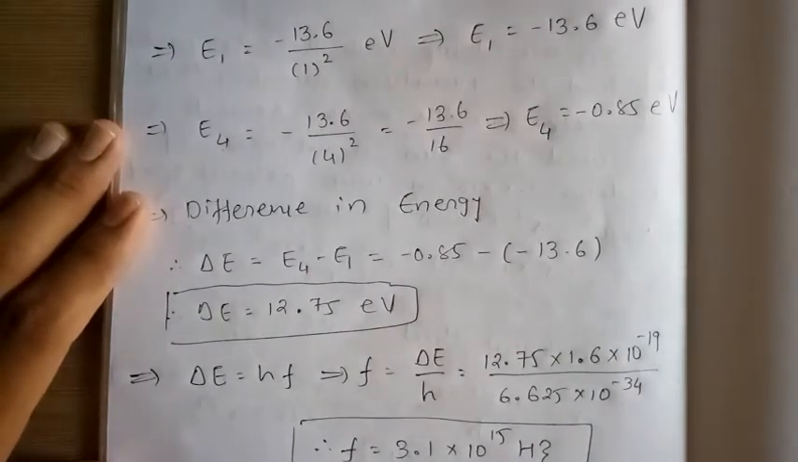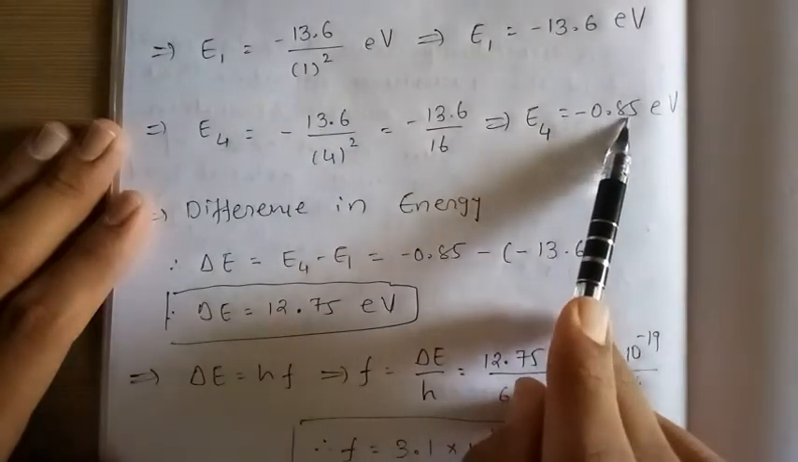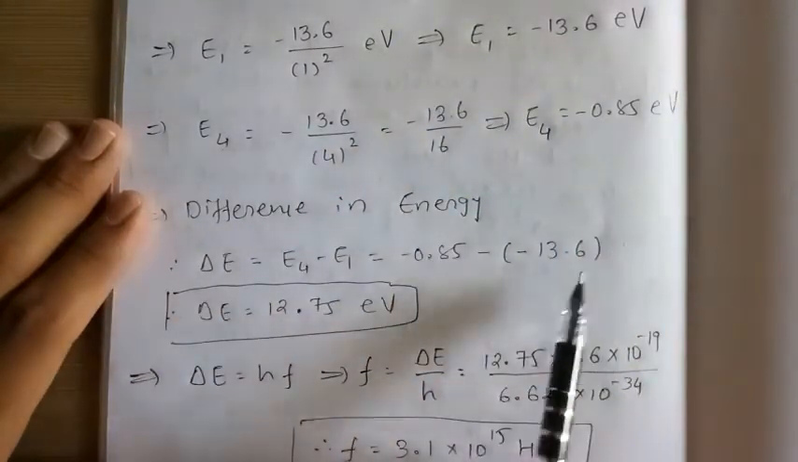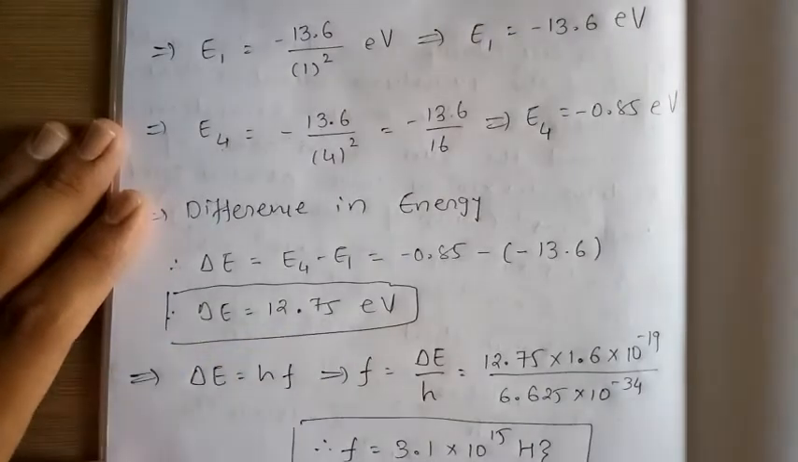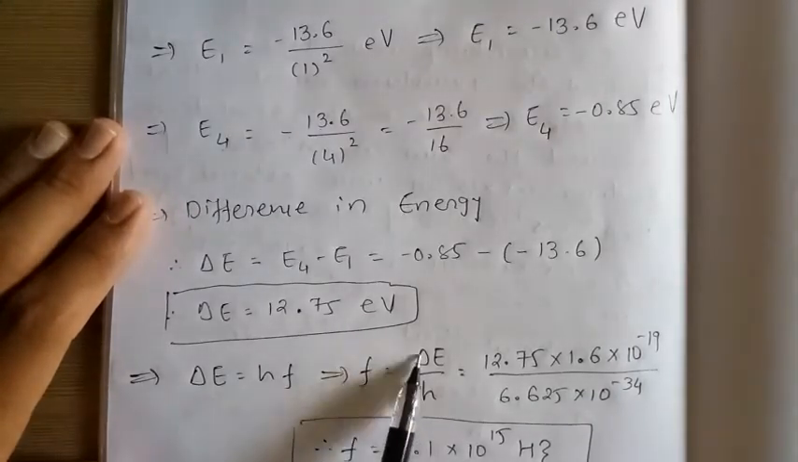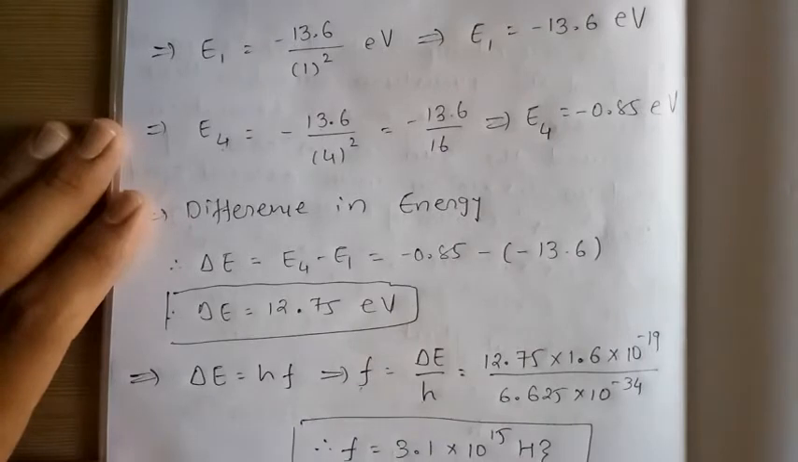So the difference in energy, delta E, is equal to E4 minus E1. So E4 minus E1 is minus 0.85 minus (minus 13.6). So we get delta E as 12.75 eV. Now to find out frequency, delta E is equal to hf. So f is delta E by h. So we get frequency 3.1 into 10 raised to 15 hertz.